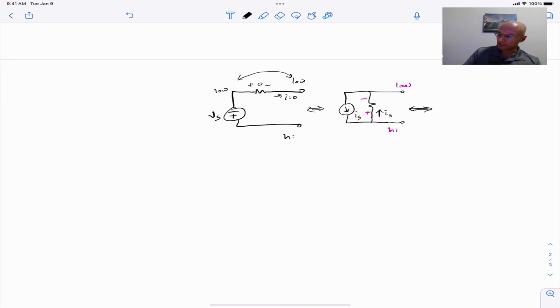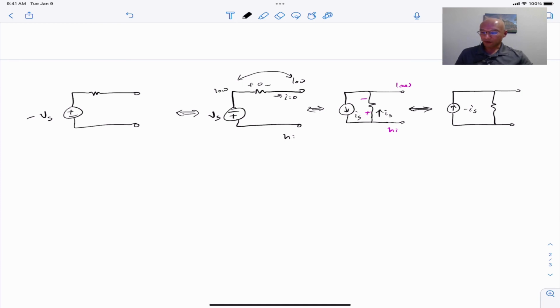And an equivalent to this is to point the current in the other direction, but now we use a minus Is rather than the positive Is. This is equivalent. The last thing we could do is reorient our voltage source, but give it a negative value, negative Vs. And so all that to say, just pay attention to the signs and directions. It's easy to get it wrong.